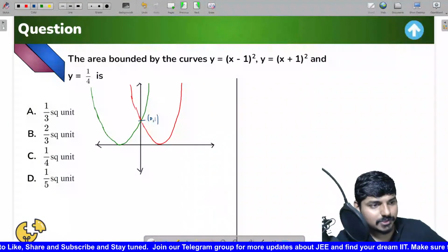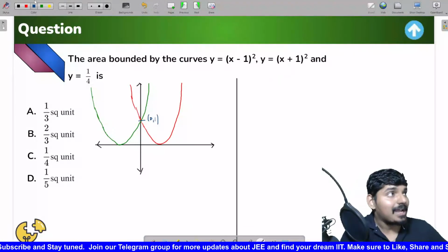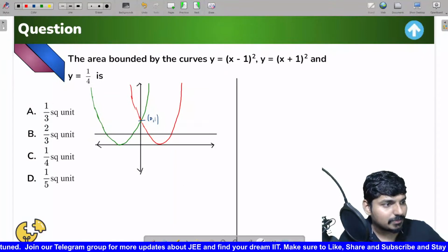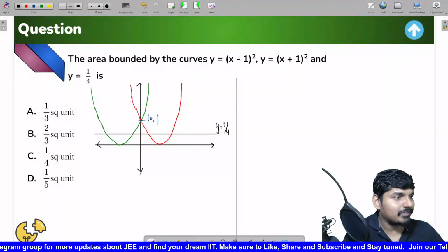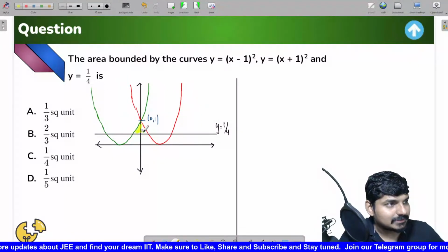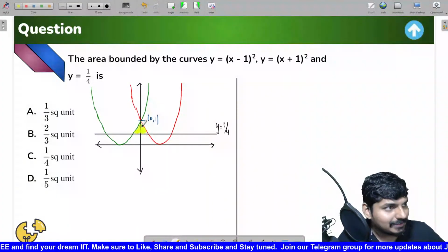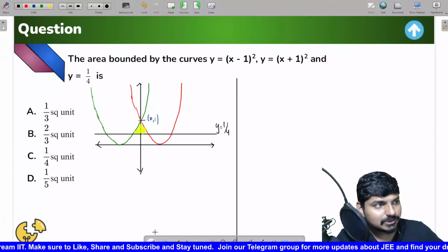Okay. Now, according to the question, we need to figure out the area bounded between these two curves and y equal to 1 by 4. So you can see, if I say this is going to be your y equal to 1 by 4, so this is the region, everyone. You can clearly observe this is the region, this is the area which we need to figure out. This is the area which we need to find out. Okay, so how do we do this question, everyone?